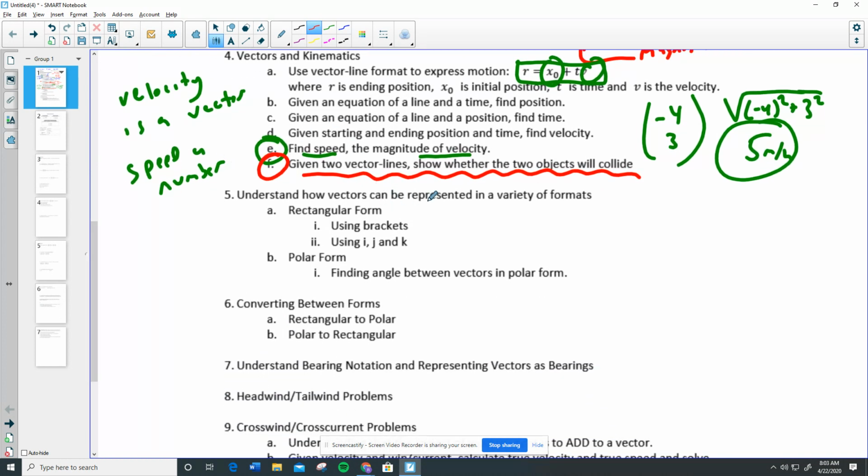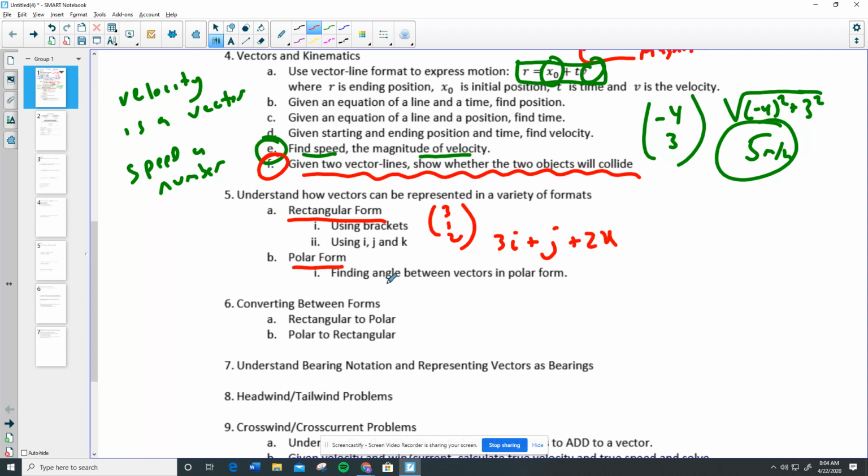Understand how vectors can be represented in a variety of formats, right? We have rectangular form. This is using brackets like so, 3, 1, 2. Or we can use i, j, and k. You should be able to use both. Remember that this vector would be the same as this vector, just written different ways.